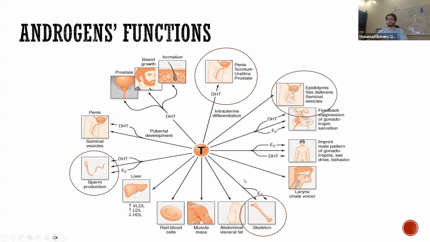Now, moving on. The functions of androgens, testosterone in other words, I'm sure you guys are familiar with it, but I want to highlight a few points that are encircled. First of all, I told you back then when we talked about dihydrotestosterone, there are things that happen through dihydrotestosterone that cannot happen by testosterone. What are these things? Let's take a look at them.